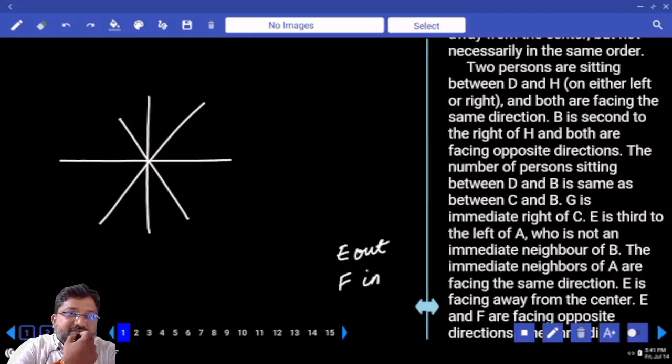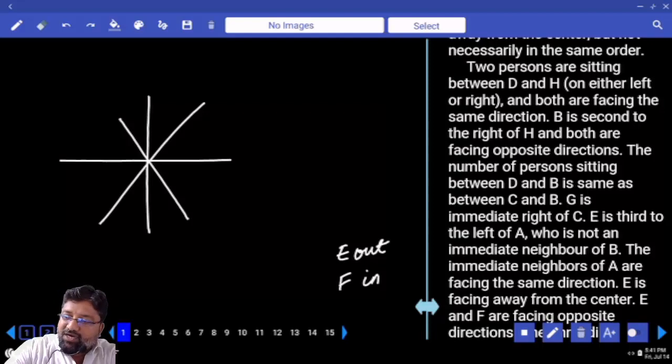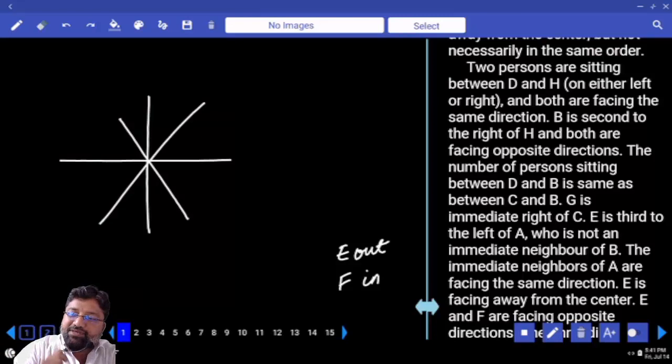Which is the best way to start the question? Is it with D and H and B and H? Because more clues are revolving around D, B, H and C. The position of B is depending upon the position of H. So more and more clues are revolving around D, H, B and C. So what I'll try to do is, I'll try to solve this question from D.